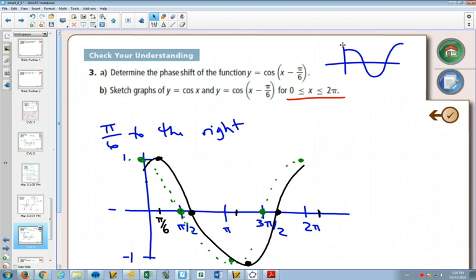Okay, the questions for this one are 3, E, and F.